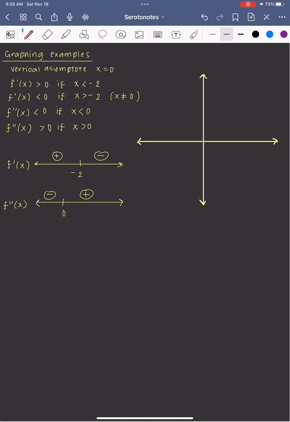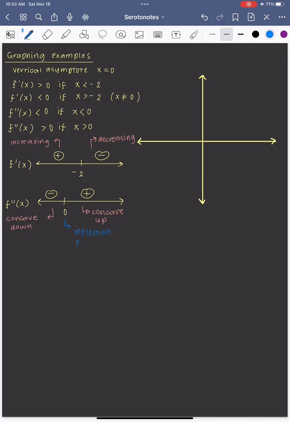From our table of signs, we know that the function is increasing when x is less than negative 2 and decreasing when x is greater than negative 2. We also know that it's concave down when x is less than 0 and concave up when x is greater than 0. This makes 0 the inflection point. Moreover, negative 2 is a local maximum because f prime changes sign from positive to negative at negative 2.